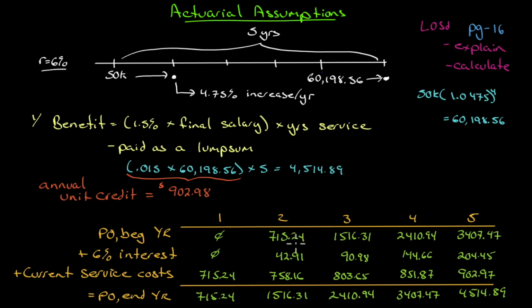We get to $42.91. And then, of course, you discount 902.98 back only for 3 years at this point. You'll get $758.16. So there's our pension obligation at the end of the year. And you can just go through the years, and you can see that we'll get to the same $14.89 that we have here.